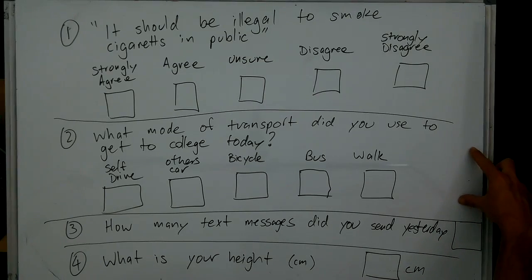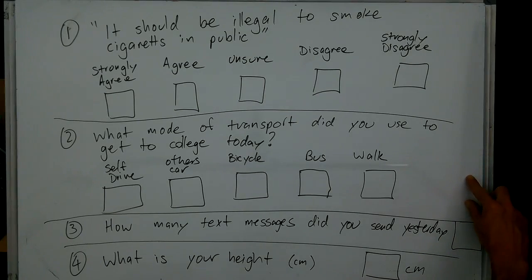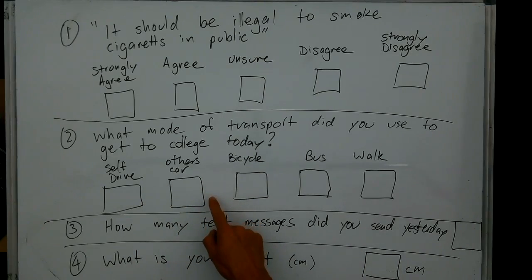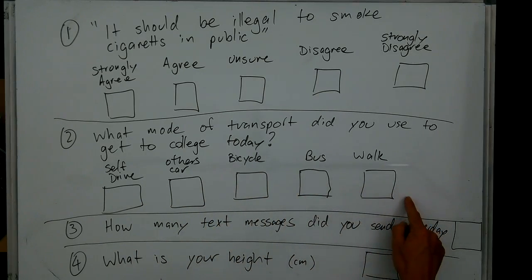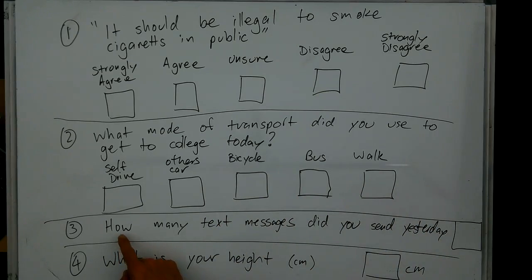Second question, what mode of transport did you use to get to college today? Self-drive, other's car, bicycle, bus, walk. Question 3, how many text messages did you send yesterday? Question 4, what's your height in centimeters? So we've got 4 questions, and each one is an example of each of those types. As we go through and work out which one's which, I will indicate.